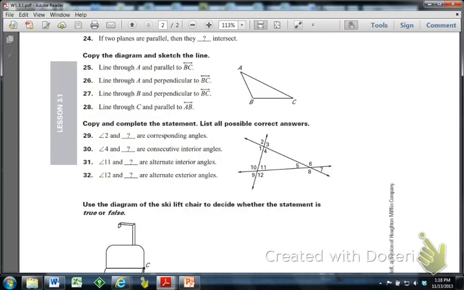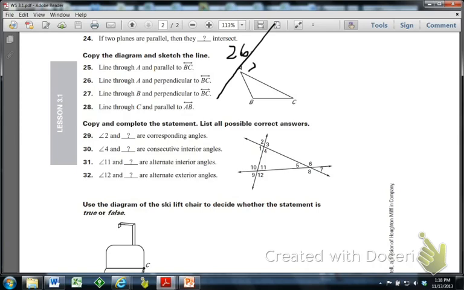Now in numbers 25 through 28, where it says copy the diagram and sketch the line, you're going to have to draw this multiple times. In number 26, they want us to sketch the line that goes through A and is perpendicular to segment BC. If I'm going to do number 26, I'm going to have to do this out on another sheet of paper, but I'm going to sketch it like this.